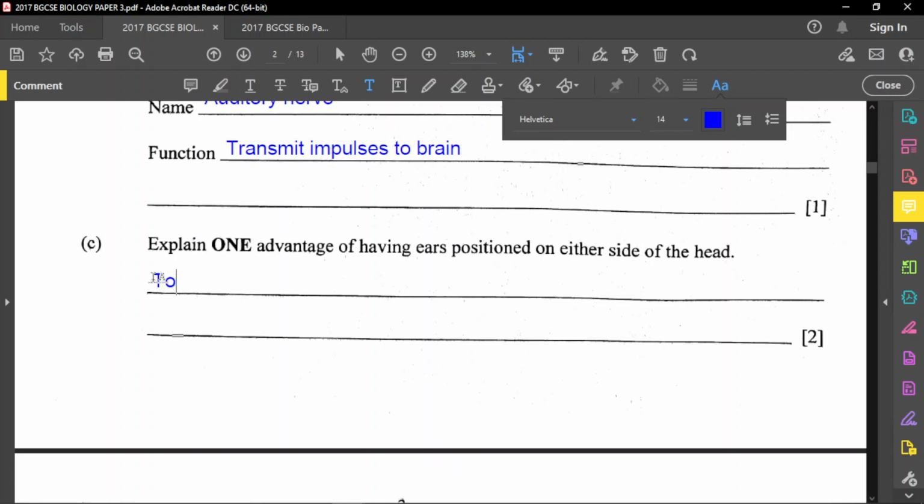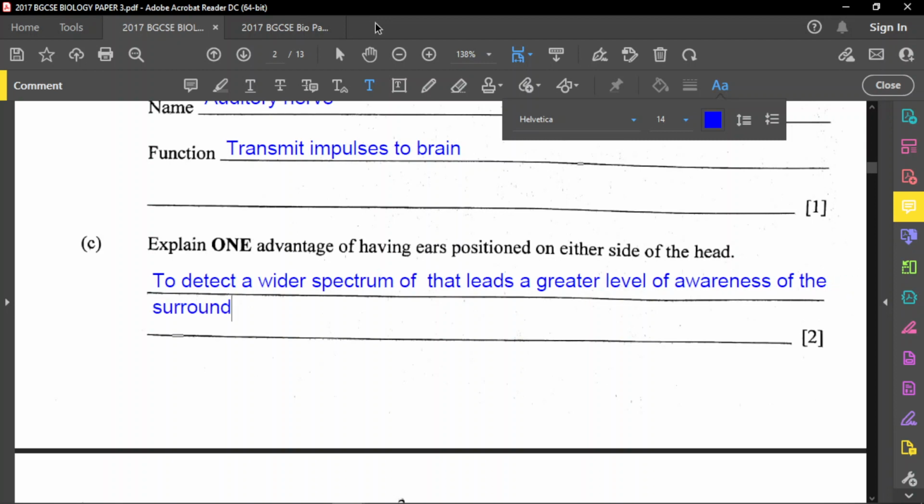To detect a wider spectrum. I want to say spectrum, I mean range. Spectrum of sound. And so that leads to a greater level of awareness of the surrounding, right? That is important, of the surrounding.